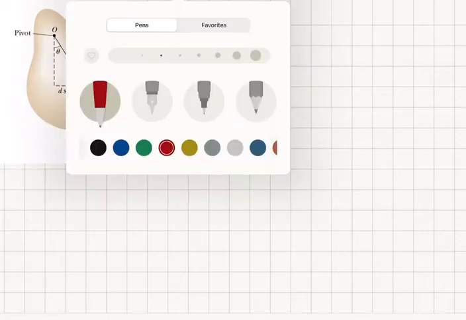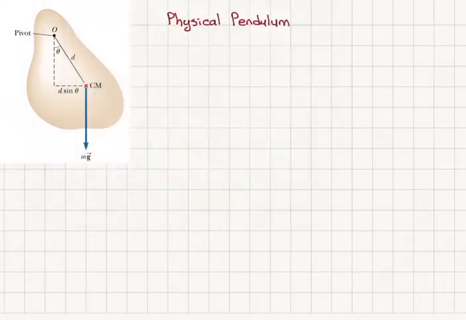In this video, we're going to talk about the physical pendulum. So what is a physical pendulum? We have an arbitrarily shaped rigid object. It has mass m, and it is pivoted at point O.